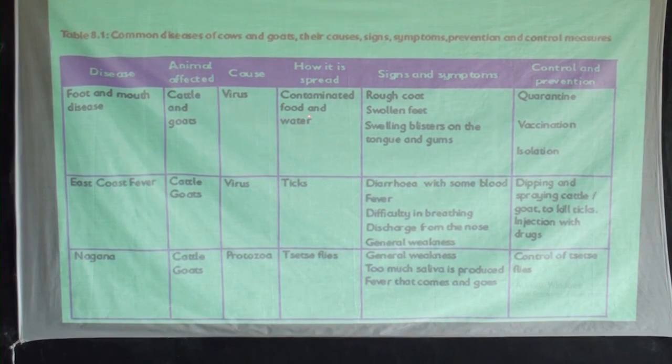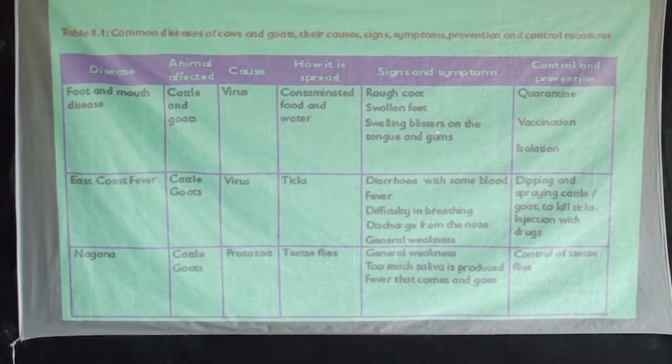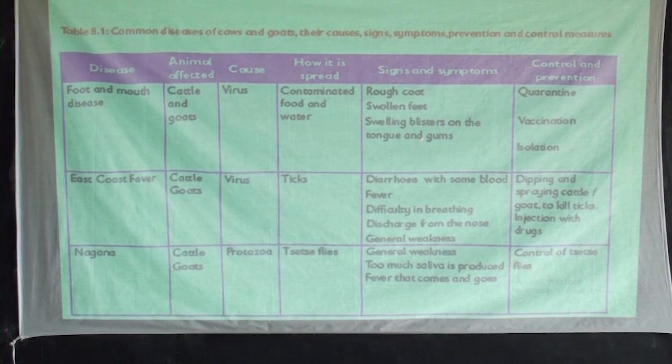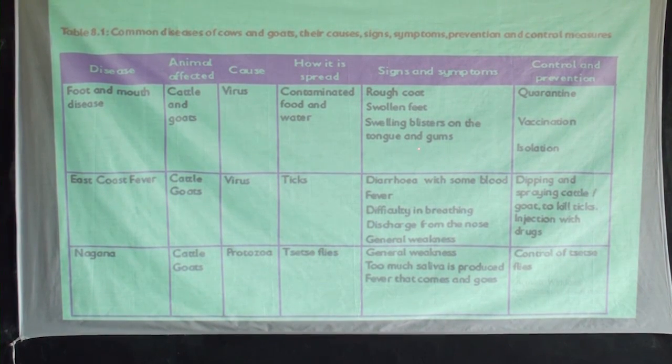So when you go to its signs and symptoms, you can say cattle having foot and mouth disease will have a rough coat, or rough hair, then a swollen body and swollen feet. Look at the feet, they will be swollen, with swelling blisters on the tongue and the gums. So you look at its tongue and the gum in the mouth, you find that they have swollen blisters, parts which are swollen in the mouth and on the tongue.